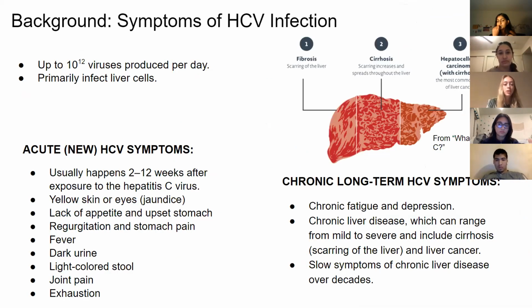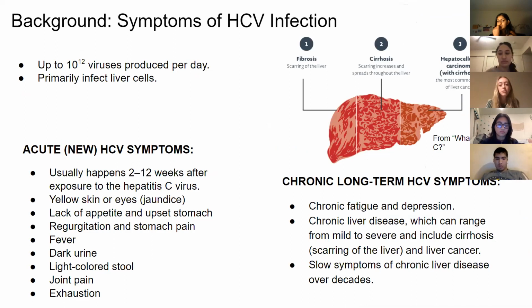So now we'll talk about the symptoms of HCV infection. The virions primarily infect liver cells, and up to 10 to the 12 viruses are produced per day, which is a crazy amount. It's actually 100 times more than HIV.